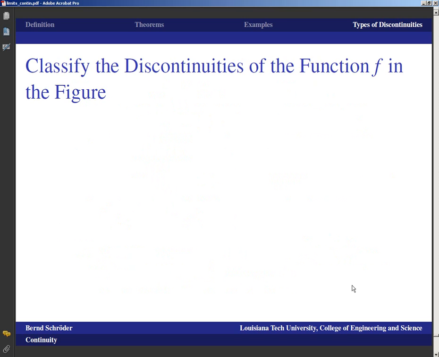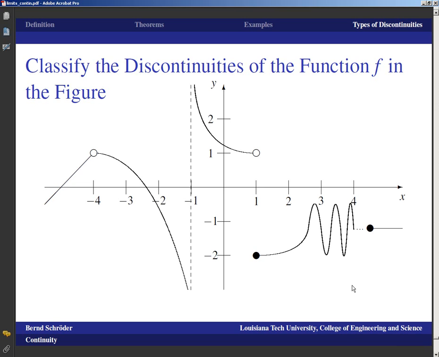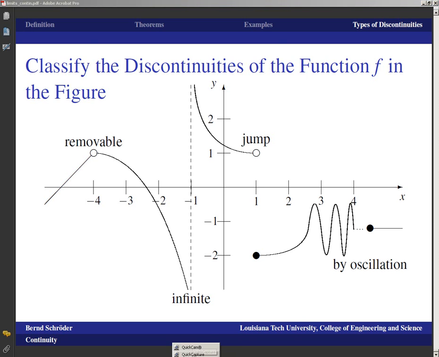Okay, so in conclusion, we can look at an example one more time and just classify the discontinuities of a given function and just practice the terminology a little bit. So here's that function we've looked at several times now. The first discontinuity is removable. If we just fill in this dot, we end up with something that's continuous. The next discontinuity is infinite. We've got a vertical asymptote. That discontinuity here is a jump because the left limit and the right limit aren't equal. And finally, we have a discontinuity by oscillation. Remember, those things are not discussed that often in calculus, but nonetheless, it can't hurt to know about these things.